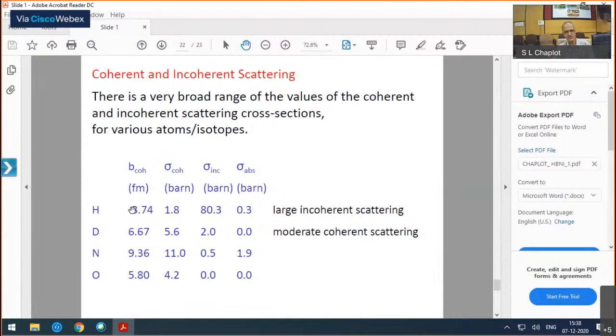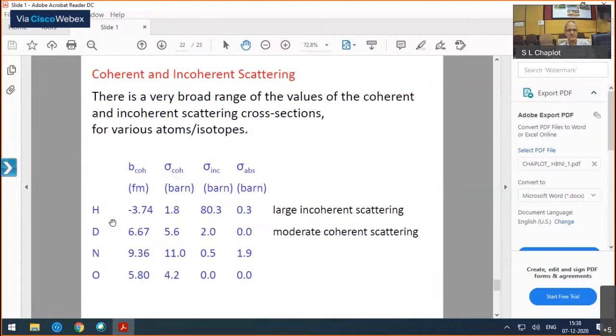I'm sure you learned that the scattering length can be both positive and negative, and to that extent, when the interference takes place, the positive and negative values coming from different atoms may cancel out each other. So there are certain compounds which may not have any coherent scattering, because the coherent scattering gets cancelled out for certain cases.